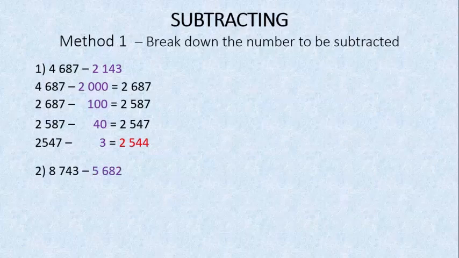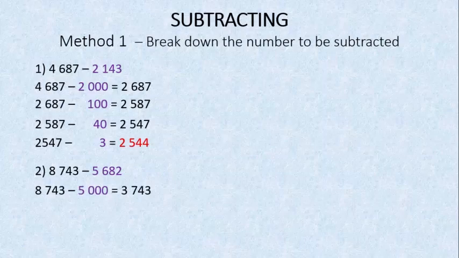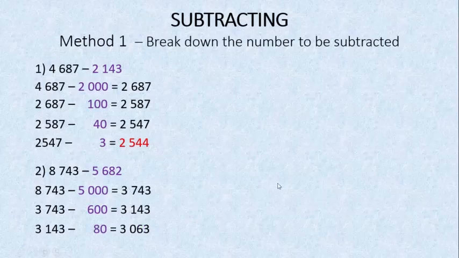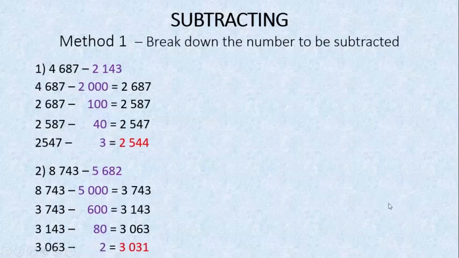Question 2. 8,743 minus 5,682. Break it up and say 8,743 minus 5,000 equals 3,743. 3,743 minus 600 equals 3,143. 3,143 minus 80 equals 3,063. 3,063 minus 2 equals 3,061. Question 3, 4, and 5.